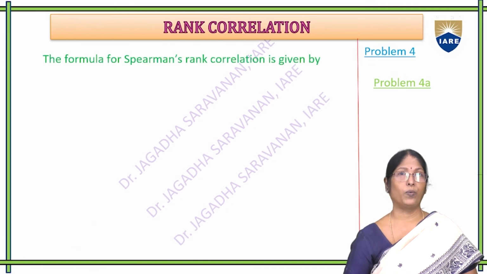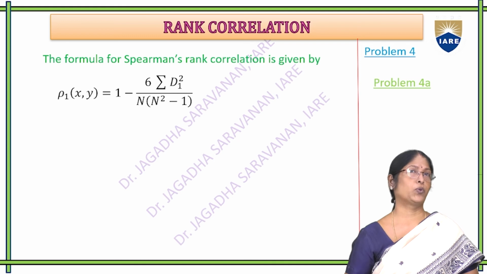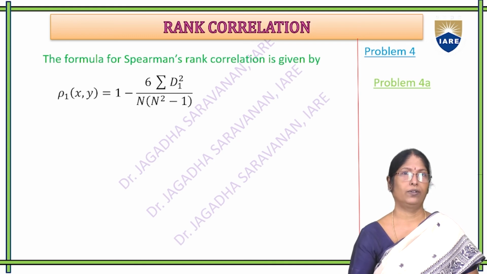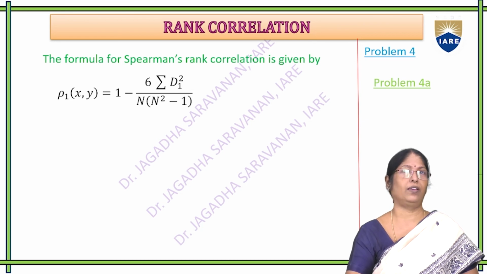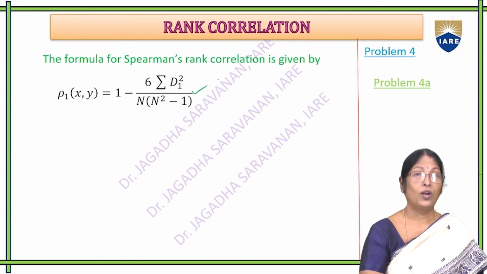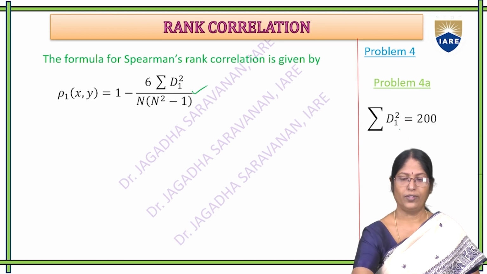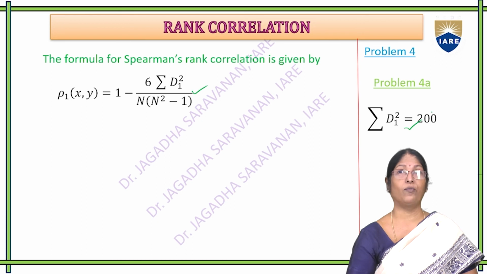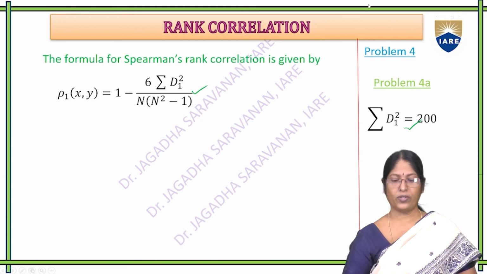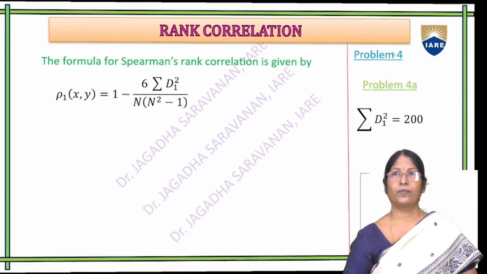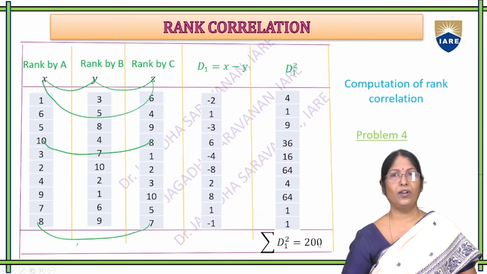Yes, what are the values we obtained? First, actually, we are finding rho 1, that is the rank difference between X and Y. The formula is 1 minus 6 summation D1 square divided by n of n square minus 1. This is the value we obtained, summation D1 square. If you want, we can check it once again. Yes, we can see it, summation D1 square we obtained 200.